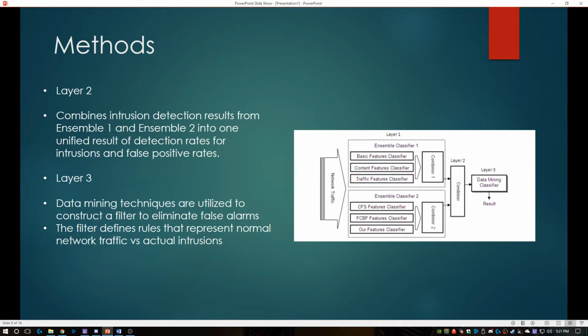From there, that assessment is being filtered into layer 3, which is our data mining classification, and it's using data mining techniques to construct a filter to eliminate false positive alarms. The filter defines a rule set that is representative of normal traffic versus actual intrusions. So it's filtering our combined results, and it's looking at all of the data in there to determine, is this a normal usage pattern or is this outside of our realm of normal usage pattern, and we can flag it as a cyber attack or a false positive.